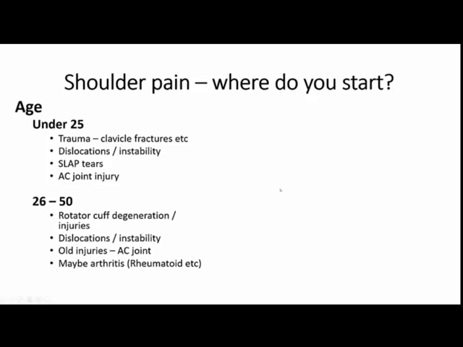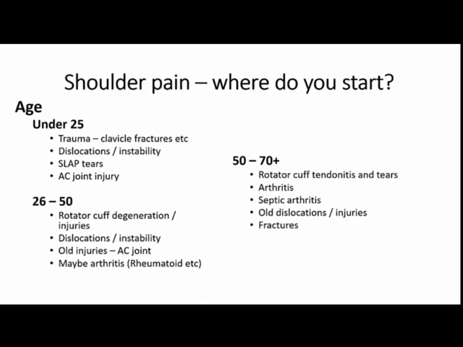So basically, it's really this group in the 50 to 70-year-old where a lot of the shoulder pathology occurs. Rotator cuff tendonitis. This is the group that probably we see most of in our work, particularly for shoulders. Arthritis, septic arthritis. Don't forget in the older patient, old dislocations, old injuries which sort of accumulate over the years, and fractures.